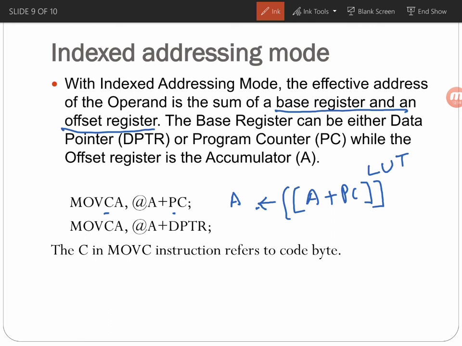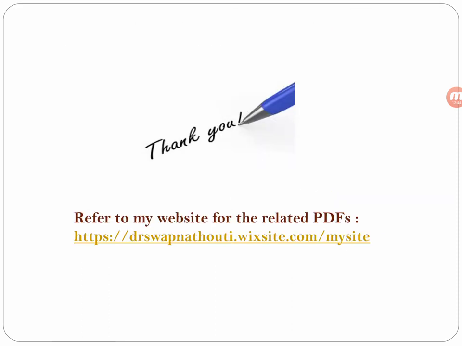Next, MOVC A, @A+DPTR. So here again the content of the accumulator plus DPTR. First we perform the addition. It is going to go to the memory location and the content of the memory location is stored in the accumulator register. Always the destination will be the accumulator register. So with this we complete the addressing modes of the 8051 microcontroller.